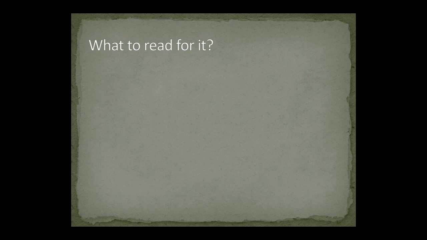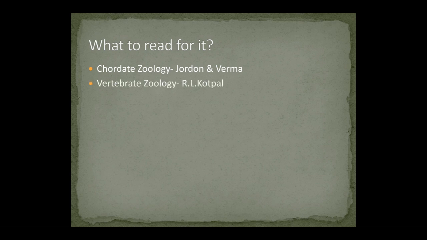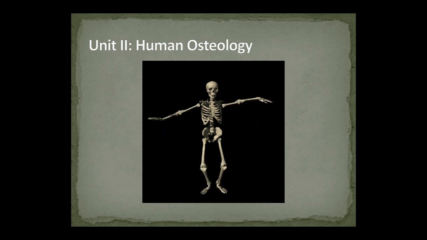Now for this unit, which books can you refer to? One book which you can refer to is Chordate Zoology by P.S. Verma and Jordan. This is a very simple book. It has very simple, easy language to understand. As well as one more book, Vertebrate Zoology by R.L. Kotpal. These two books are sufficient enough. This can be considered as a textbook for this paper. There are other books also which you can refer to.